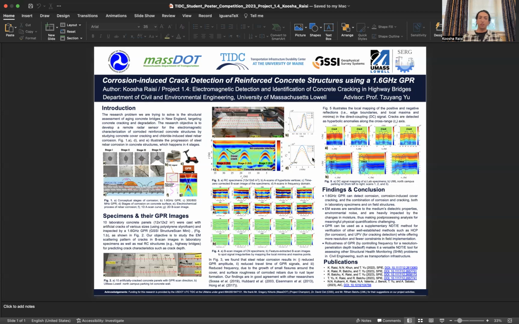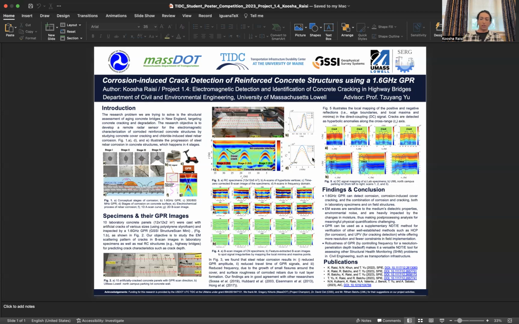As for an introduction, the research problem that we're trying to solve is the structural assessment of aging concrete highway bridges in New England. And chloride-induced corrosion specifically, which leads to cracks, kind of a cause and effect thing, is very prevalent in New England.